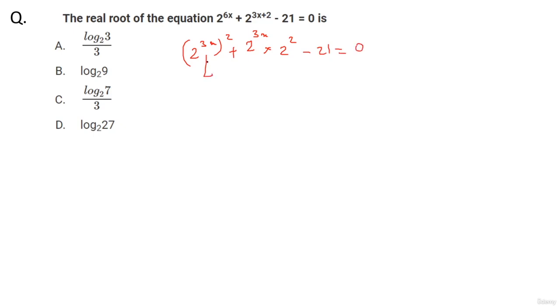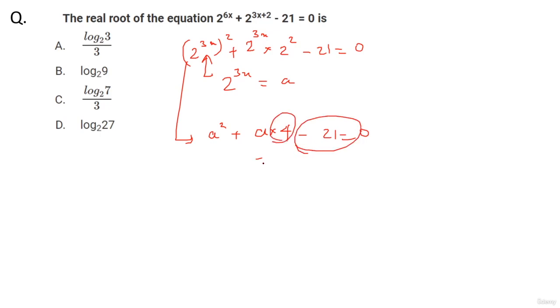Now what will we do with 2 raised to 3x? We substitute 2 raised to 3x as equal to a. So this equation will now become a square plus a into 2 square, which is 4, minus 21 is 0. So a square plus 4a minus 21 is 0. Two numbers whose sum is 4 and product is minus 21, which would they be? 7 and minus 3. Change their signs: minus 7 and 3. Very simply you found the roots.